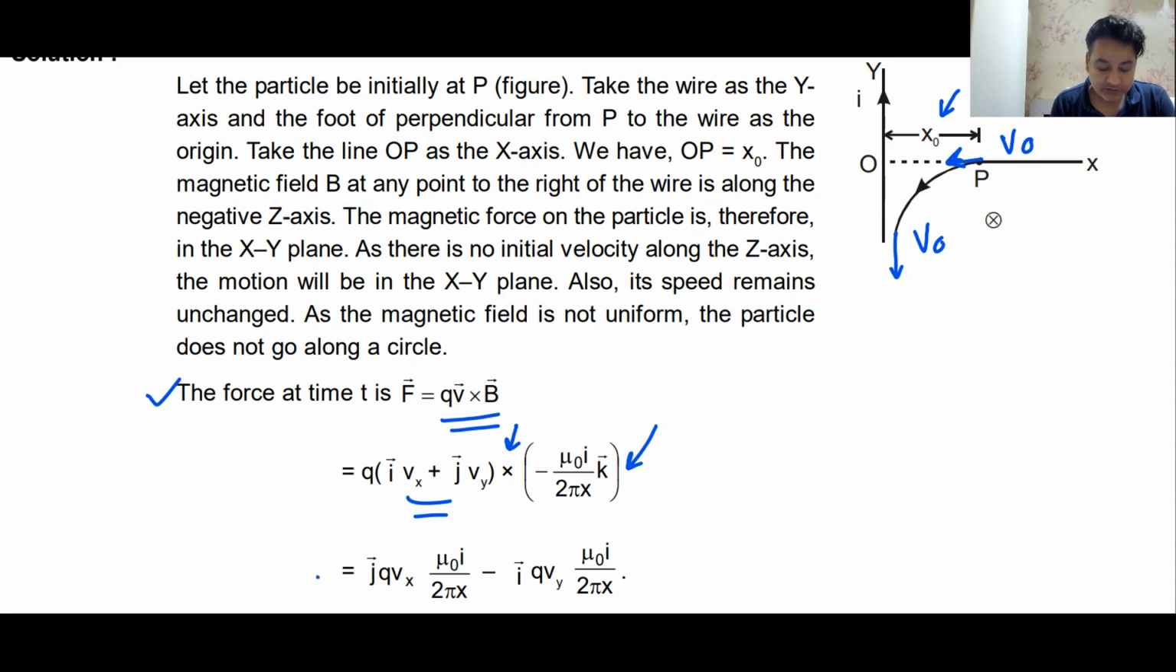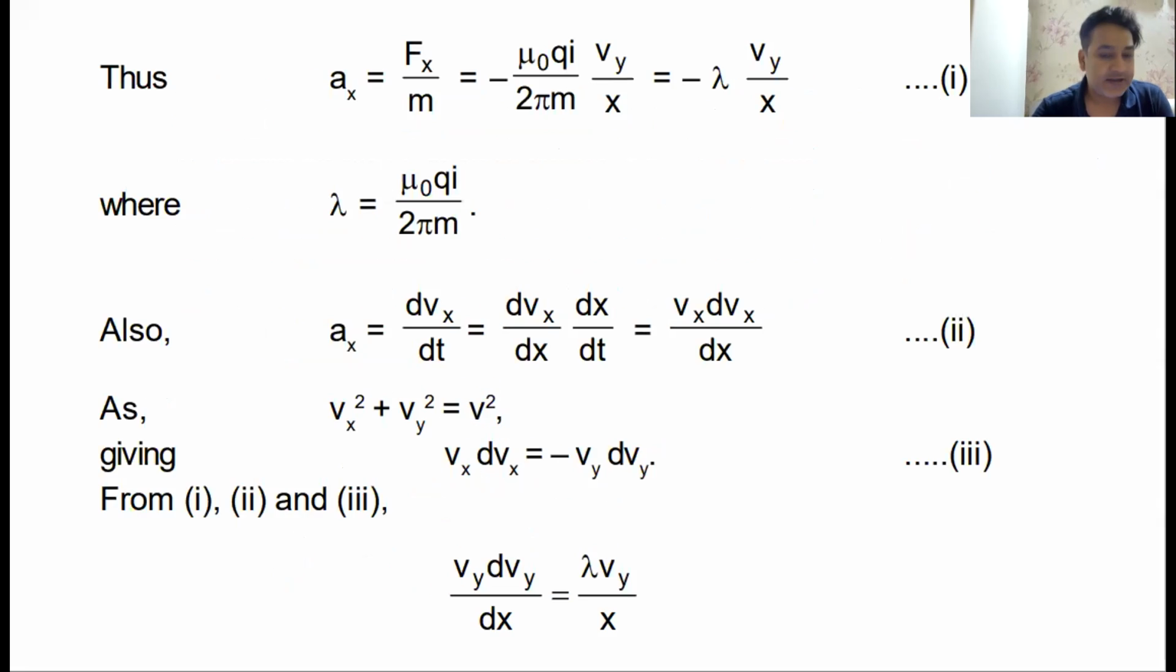Once you find the force, the force will have two components, one along j and one along i. Yes or no? So you have two accelerations, one along the x-axis and the other along the y-axis. These accelerations are in terms of Vy and Vx. Do you see this? You will get the acceleration in terms of Vy and Vx. You can see that acceleration along x is Fx by m.